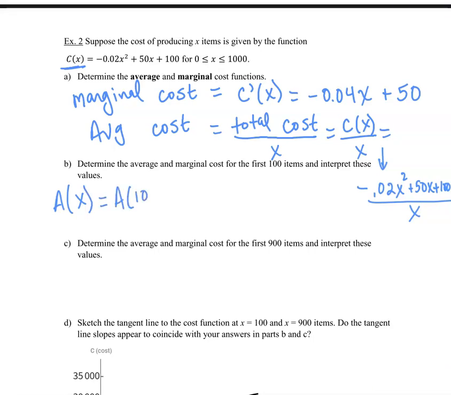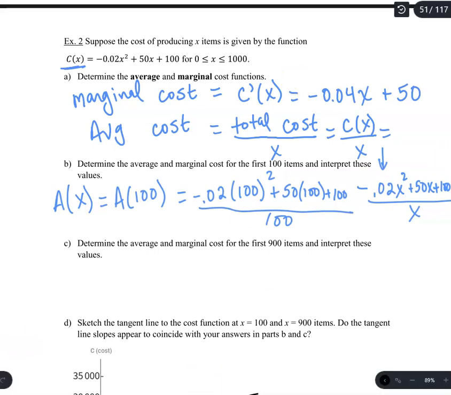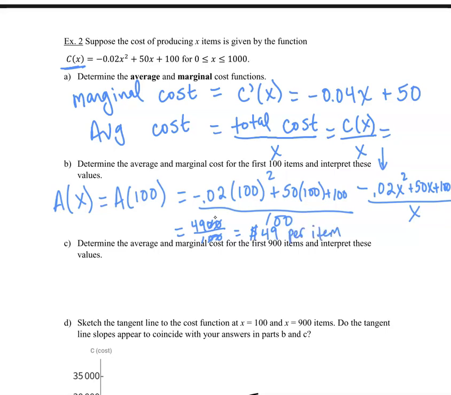So A of 100 is going to be negative 0.02 times 100 squared plus 50 times 100 plus 100, divided by 100. Let me put that into my calculator. And I am getting 4,900 for the numerator divided by the 100. So that means on average, it's costing me $49 per item. So for the total cost, all my costs involved, on average, I'm spending about $49 per item.